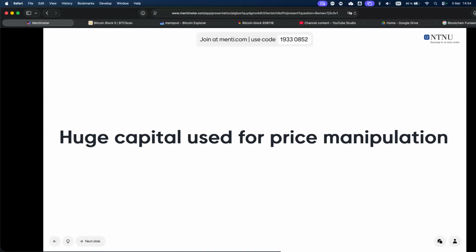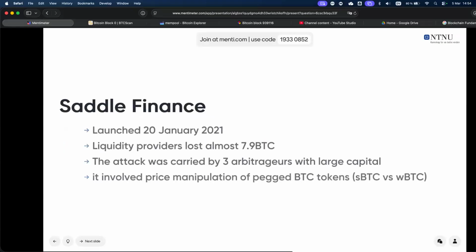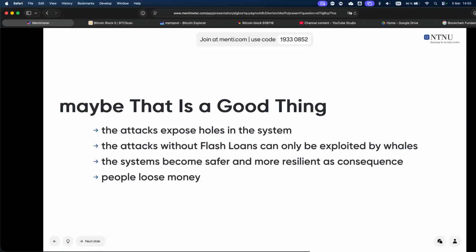But if you suddenly sell it, the price will collapse, right? So you can drive certain assets or certain currencies down to 0 and crash them. So huge capital is used for price manipulation. You can force the price to go up and then sell something when the price is up and so on, right? There are some examples. We're not going to talk about the examples now.